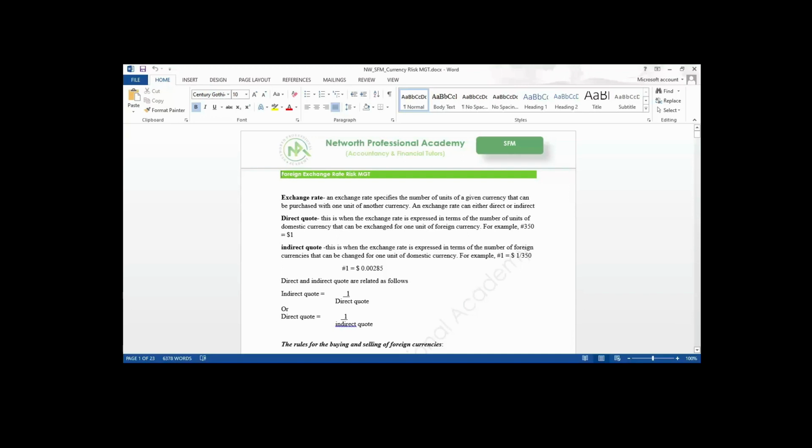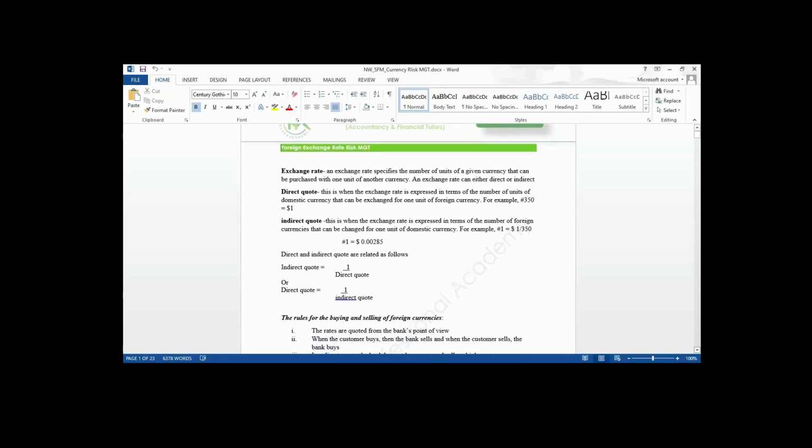Now, please note, the relationship between direct and indirect quotes is an inverse relationship. Look at it, please. Indirect quote is equal to 1 over direct quote. Or direct quote is equal to 1 over indirect quote. Please always note this.